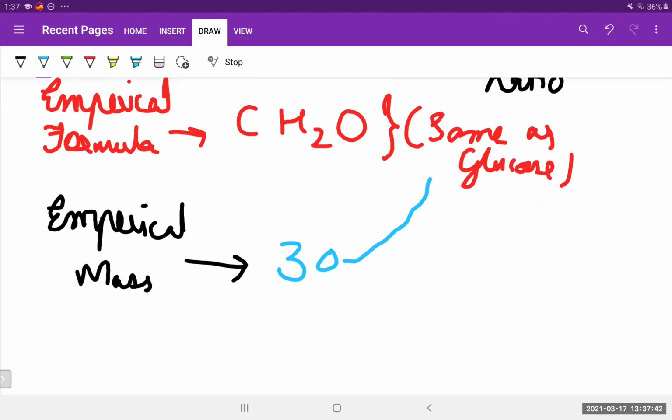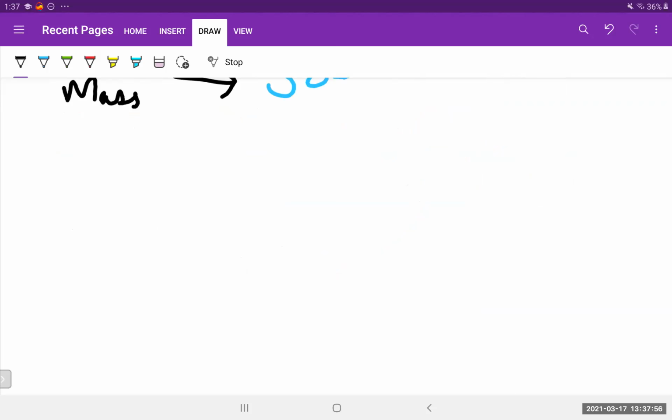Same as glucose. Okay, now we are moving on to the numericals of this chapter. Very important part we have come to. So we'll discuss only 1 to 2 numericals, and from that you will get the whole glimpse of the chapter and you will be able to do everything which is asked in the examination.